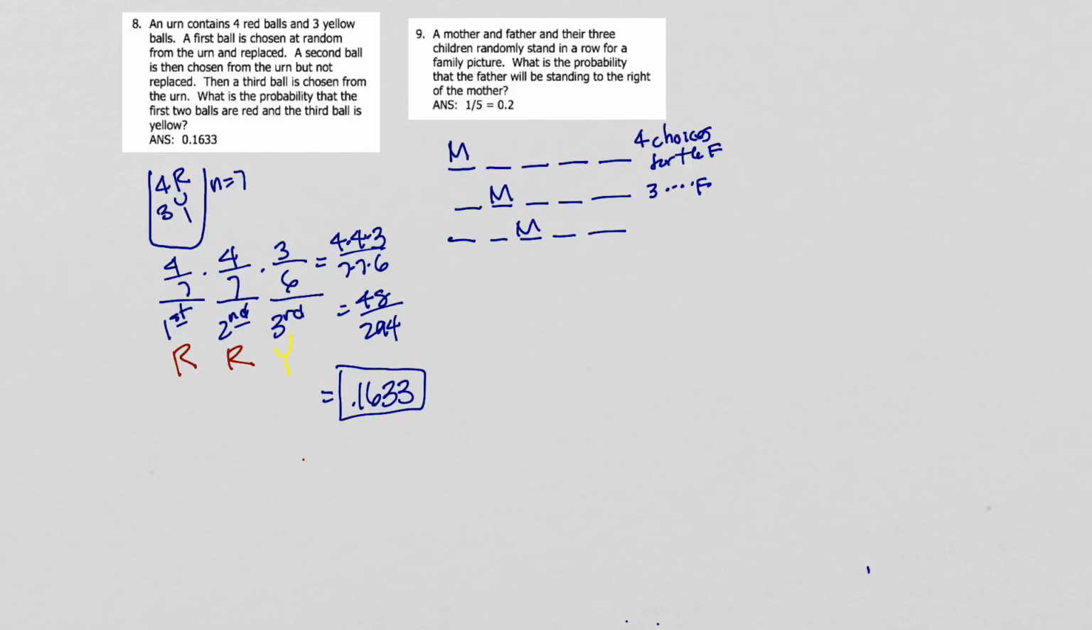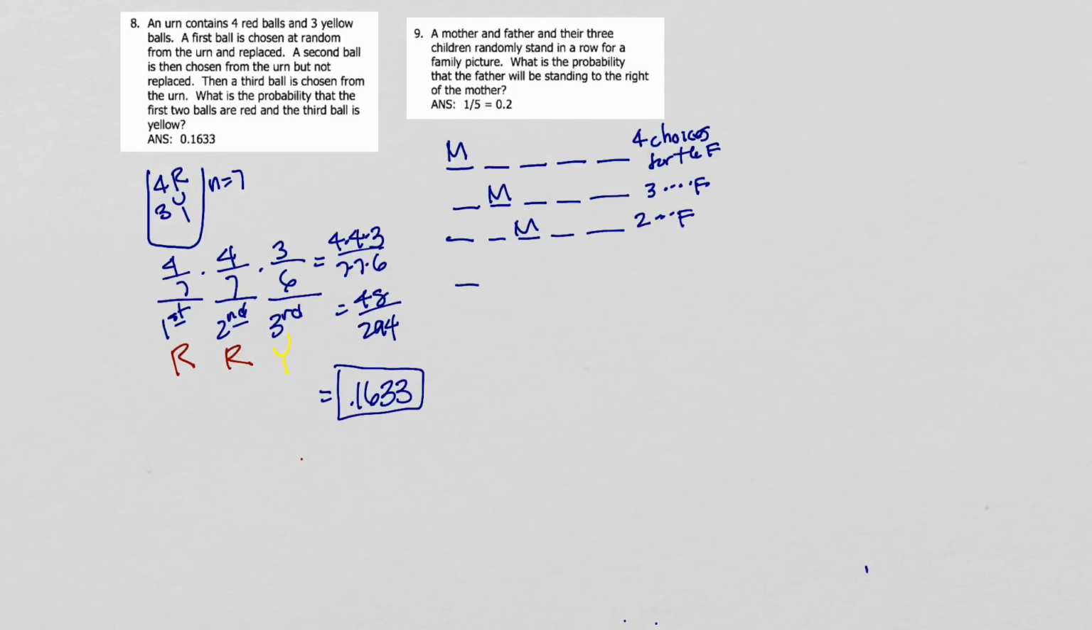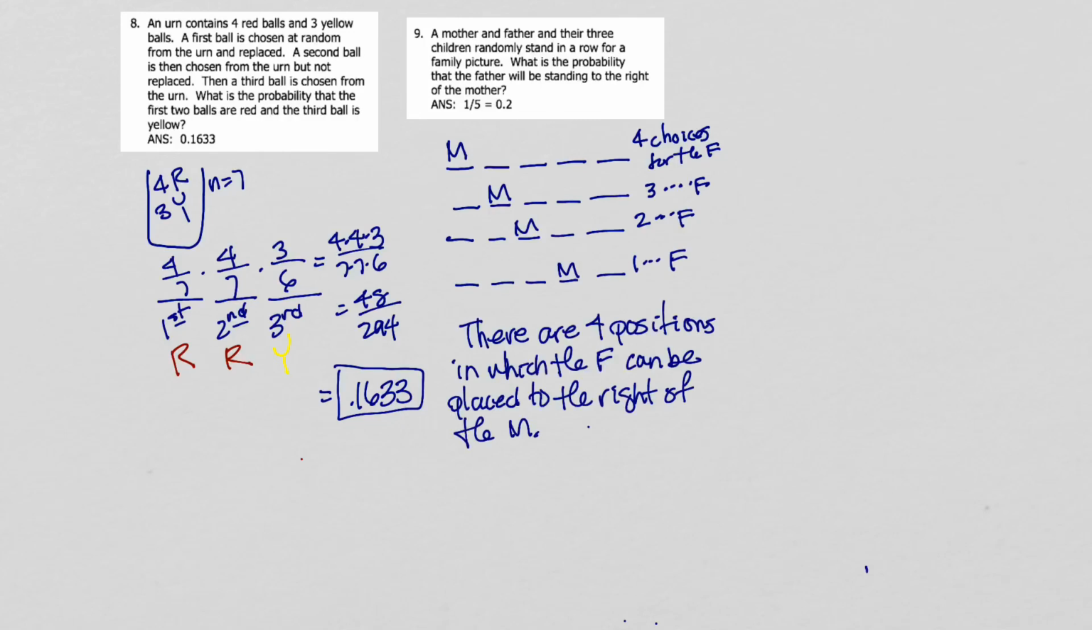Let's see if I can get that to the right. 2 choices for the father. Or 1, 2, 3, 4, 5. The mother could be here, and in this case there's only 1 choice for the father. So there's 1 choice for the father. So what I'm counting here is that there's 1, 2, 3, 4 different ways that the father could be to the right of the mother. So just to make that decision, there's 4 ways that could happen.